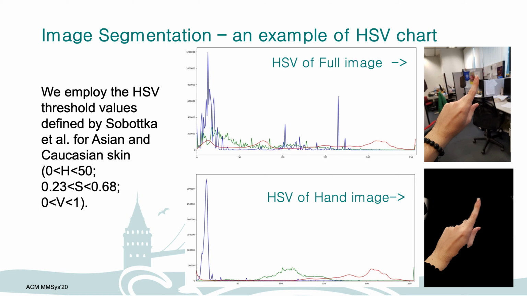To make the two interaction modes feasible, we propose a fingertip detection algorithm using a graph-based approach. In the image segmentation, we employ the HSV threshold value divided by Asian and Caucasian skin. In the HSV histogram of the hand here, we can see a peak for the hand between 0 to 20.